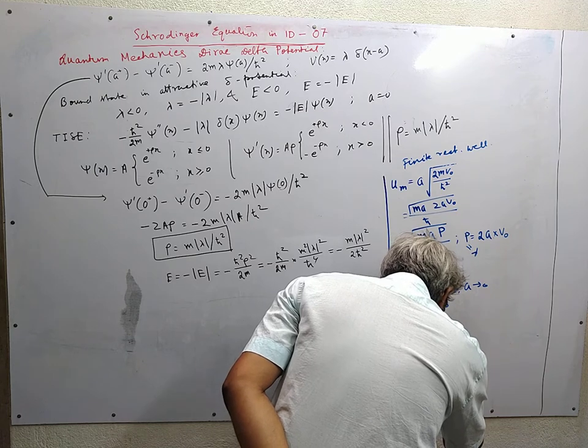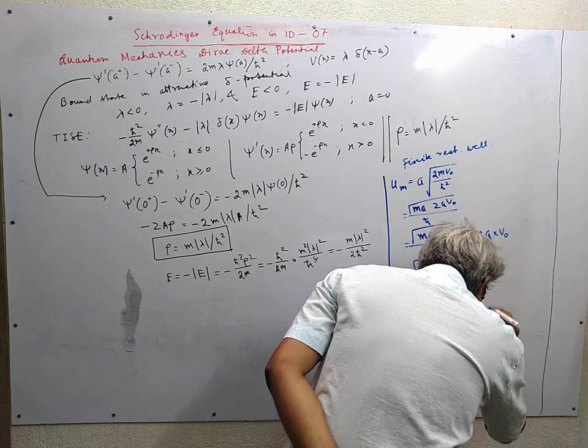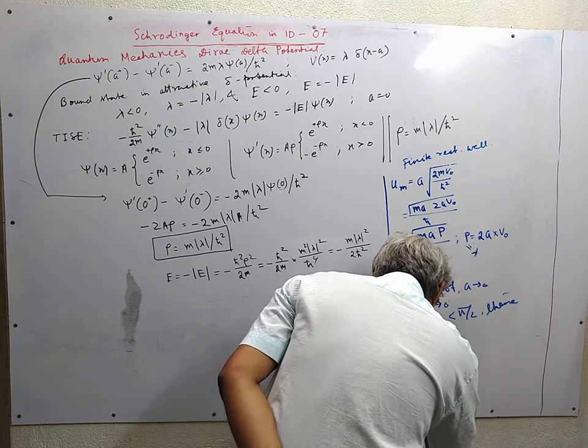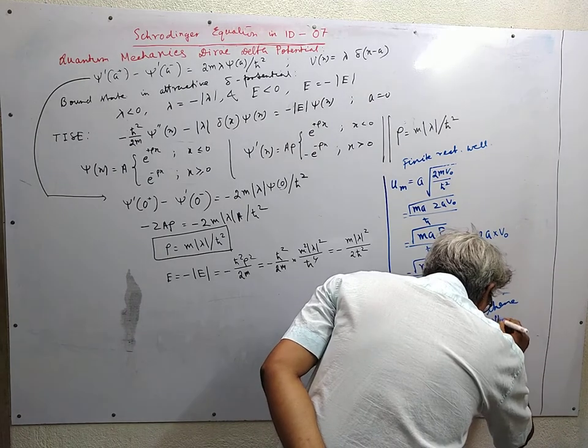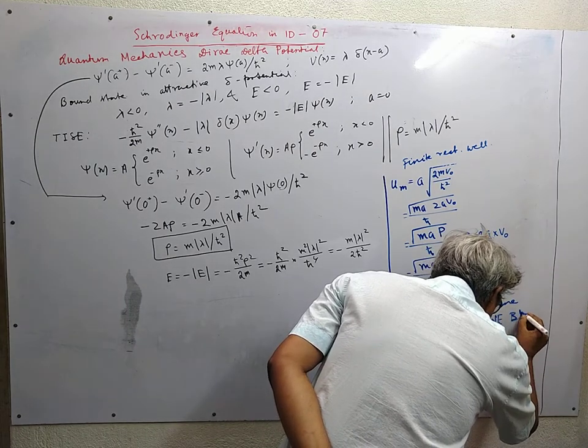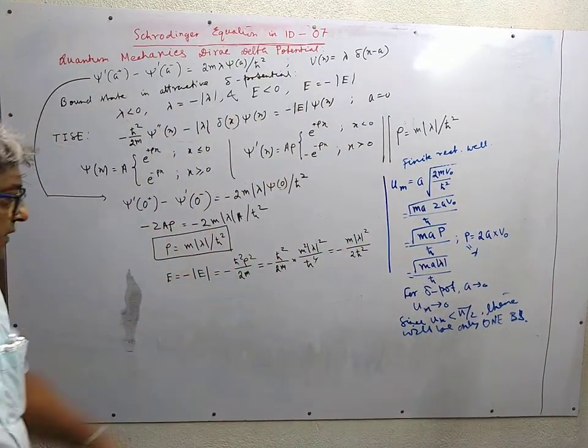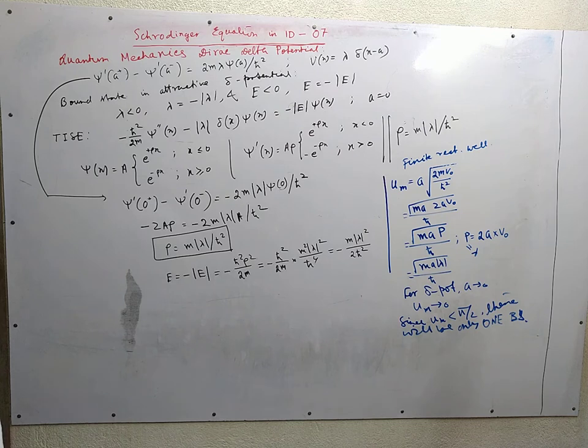Since it is less than pi by 2, there will be only one bound state, which is the result thus. So this is not surprising. Rather, we conclude that the number of bound states supported by an attractive potential well does not depend exclusively on V0, the depth of the potential, or on the width of the potential, but on the strength of the potential.